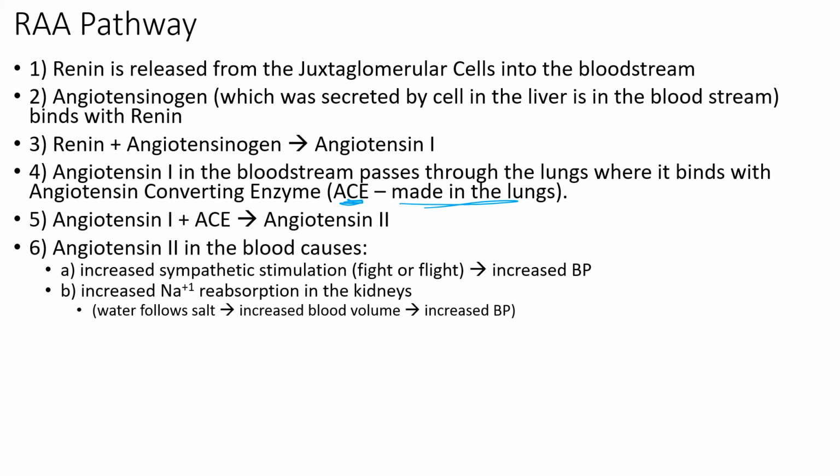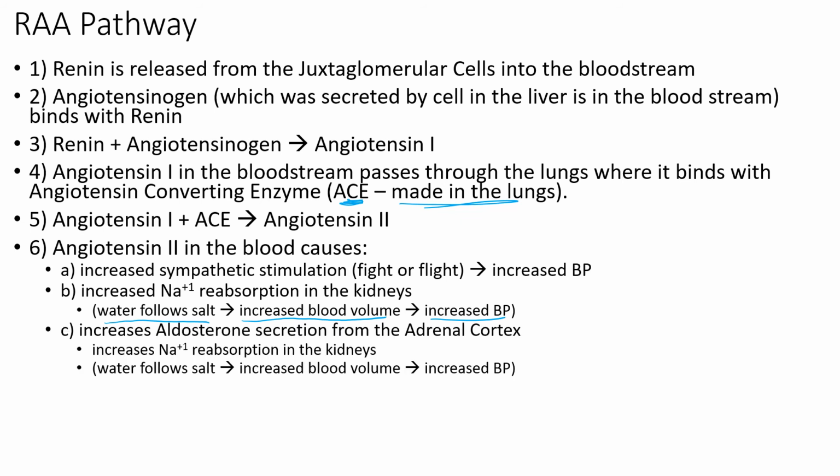It also causes an increase in sodium reabsorption in the kidneys. So angiotensin 2 is communicating with the kidneys, telling sodium to go back into the bloodstream. So we're not going to send sodium out in the urine. We're going to keep it. We're reabsorbing it. Now, water goes where salt goes. So if we keep the salt, we're going to keep the water. And that means we're going to increase blood volume, which is going to result in an increase in blood pressure. So the increased sodium reabsorption is going to ultimately cause an increase in blood pressure.